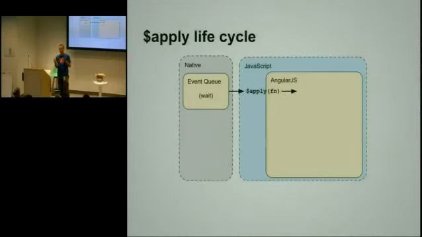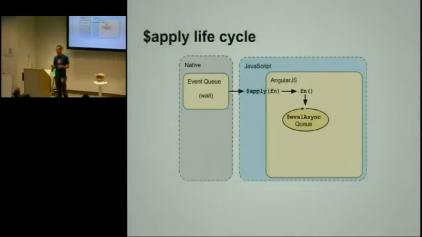Once the data is processed, the model will change because this is what the function does. The function will change the model. And at the end of the apply call, the dirty checking is triggered. So the function is called, the dirty checking is triggered, and now we enter something that we call a digest loop.